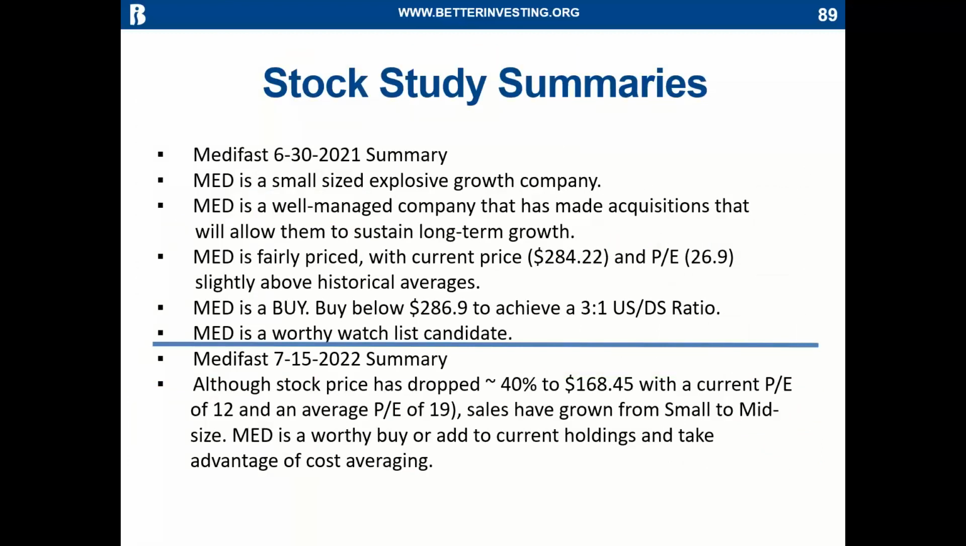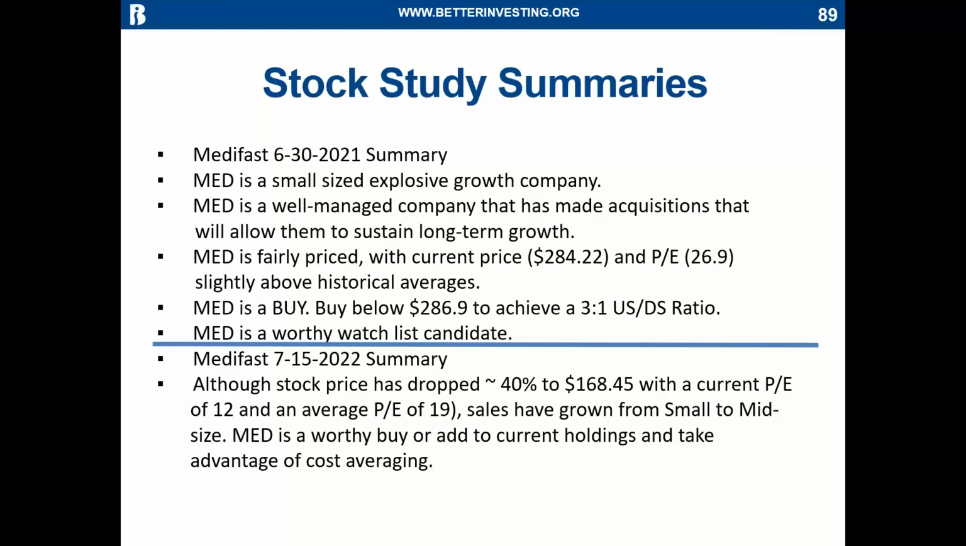So here is the stock study summary, the one I did back in 21. They were a small size company. And remember, I told you to pay attention to what it's being posted as now, as a medium size. So that small size explosive growth has gotten them now to be a medium size in terms of sales growth. They're still a well-managed company. They've made acquisitions that will allow them to sustain long-term growth, and as opposed to acquisitions now, they're growing it through that Optavia. And so that is seeming to be a better match for them.